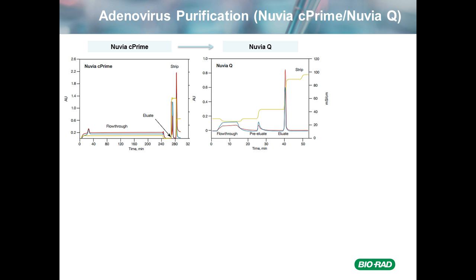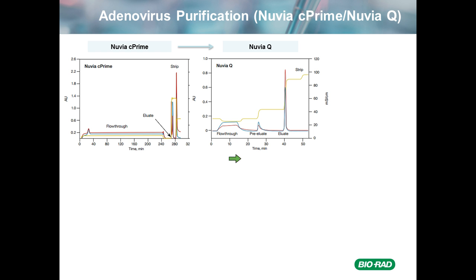Now I want to move into a couple of workflows. The first I'm going to show is adenovirus purification. The adenovirus workflow is using one of our mixed mode resins, Nuvia C prime, followed by Nuvia Q, an anion exchange resin. I'm not going to go through the whole step developments. That's in a different presentation. If you're interested, you can contact me. I want to point out a couple of things.